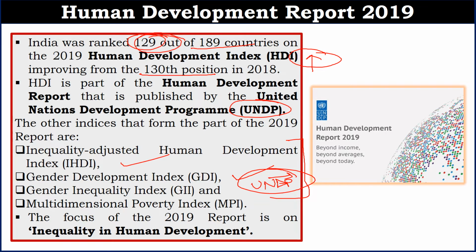This year's report title is Beyond Income, Beyond Average, Beyond Today, and this year's focus is on inequality in human development. So you can remember the focus and title. This is also very important from the exam point of view.